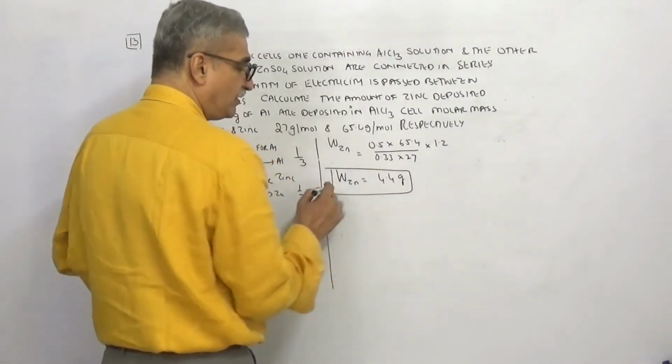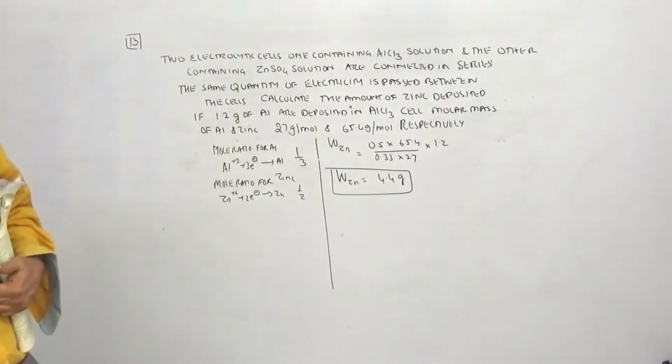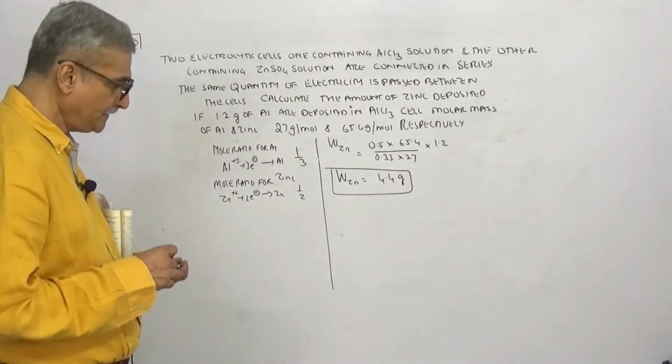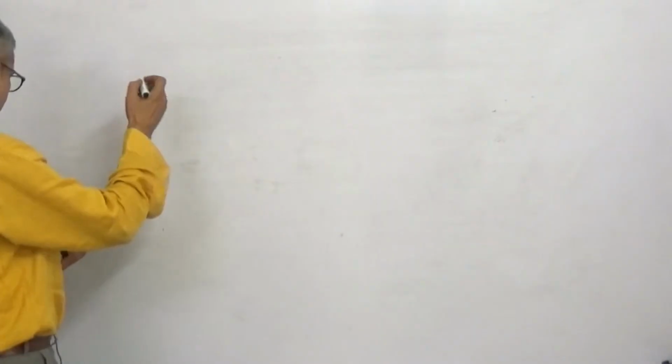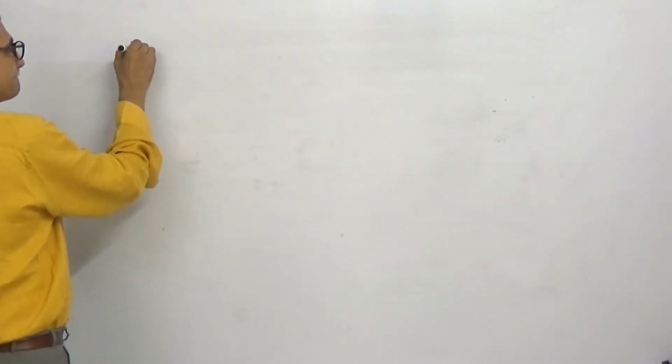Don't write GM or GMS. Gram is simple G. It's clear. Some of these things are not taught actually. So the reaction. So 14th sum.